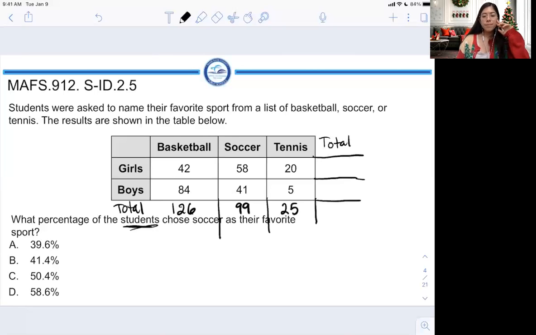All right. So what did we get for my total? My grand total. $126 plus 99 plus 25. 250. 250. 250. Dang it, Perla. So how do I get this percentage? I need to know what I am going to divide.